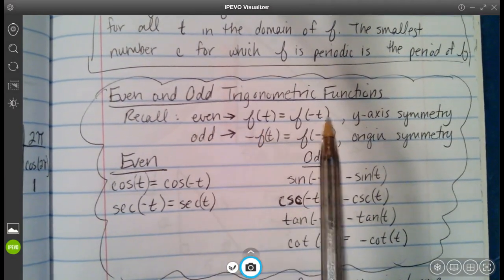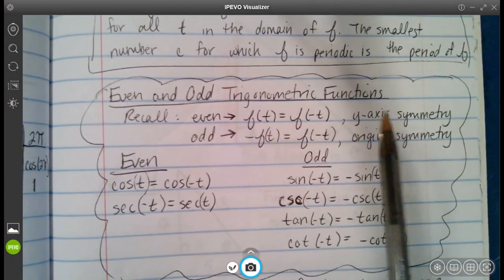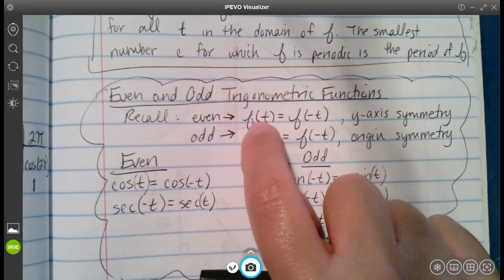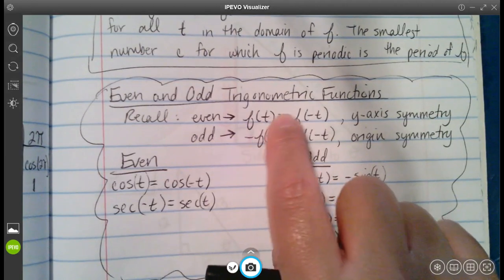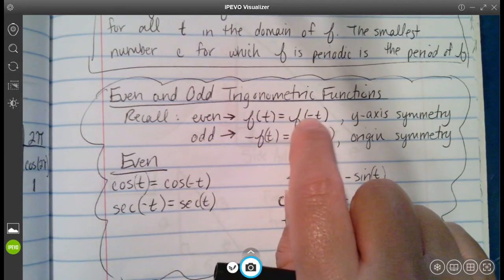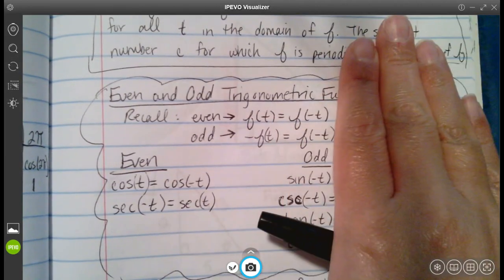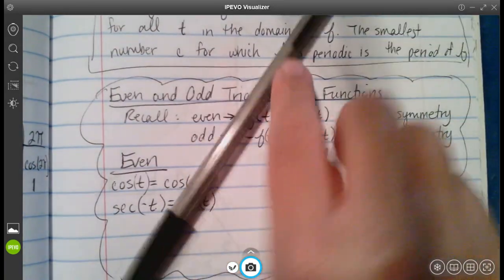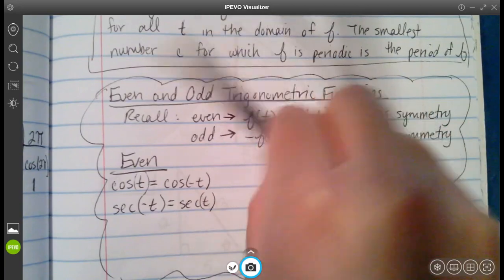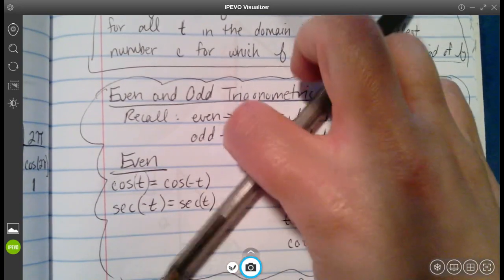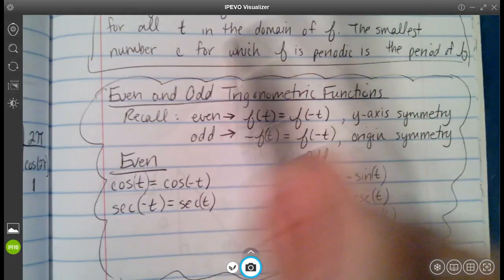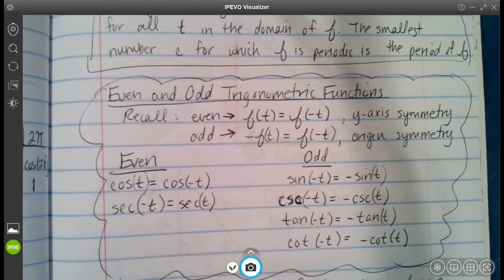Remember that even means it's reflection over the y-axis, so y-axis symmetry, where my positive values of x or t or whatever this is are going to be the same as the negative sides when it comes to the y. So this side's going to match this side. Odd symmetry is kind of like a diagonal symmetry. It's a rotation of 180 degrees that if you turn it will land on itself, or you can also do that double flip, flip, flip, and it should land on itself.